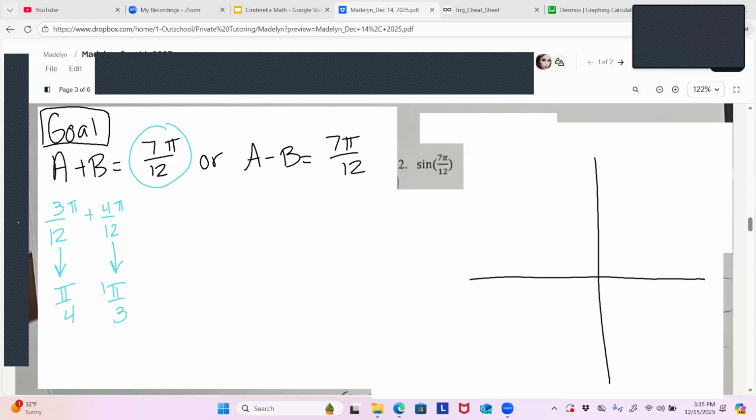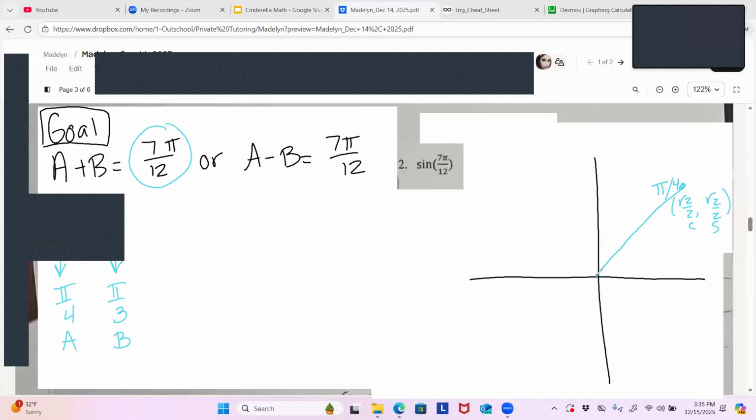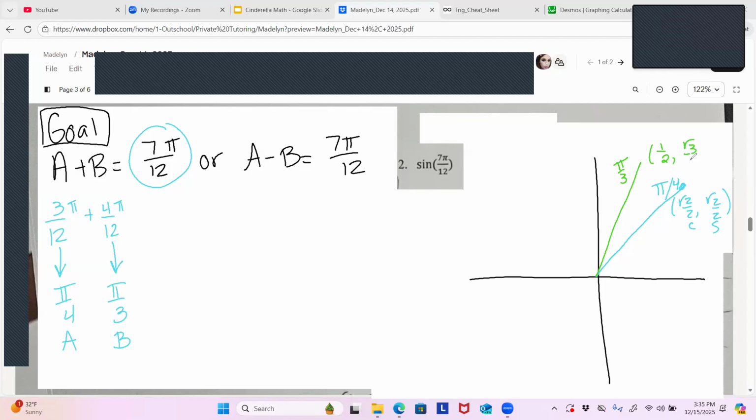Are these both on the circle? I'm going to let that be A, that be B. Yes, they are. Either you've memorized circle or you're looking at your reference. Pi over 4 is the middle one right here. It's the same as 45 degrees. So that's root 2 over 2, root 2 over 2, CS. And pi over 3 is one up from it right here. It's 60 degrees. Pi over 3. And that point is 1/2 root 3 over 2, CS. So yes, we have found our goal. We have found 2 radians that add to 7 pi over 12, and both of them are on the circle. So our A is going to be pi over 4, and our B is going to be pi over 3. Those could be switched, by the way.